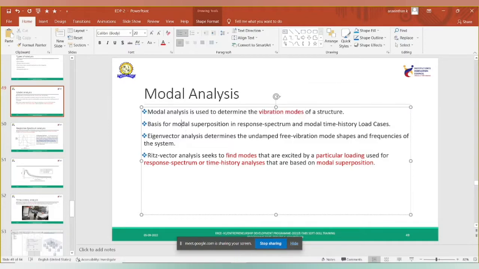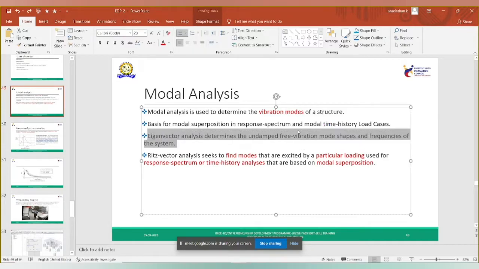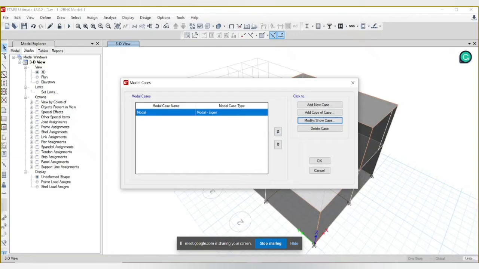So the modal superposition is the basis of the response spectrum and modal time history analysis cases. This is what I said. You have two techniques: one is Ritz vector and the other is eigen analysis. Eigen analysis determines the undamped free vibration modes and frequencies of the system. So if you do eigenvector analysis, you can find the free vibration mode shapes and frequencies of the system. And if you do Ritz vector, you find the modes for a particular loading, so according to what load you are going to apply.